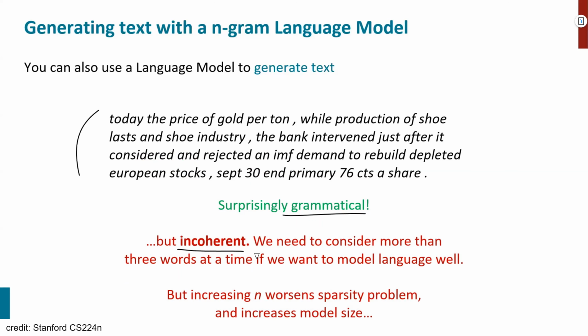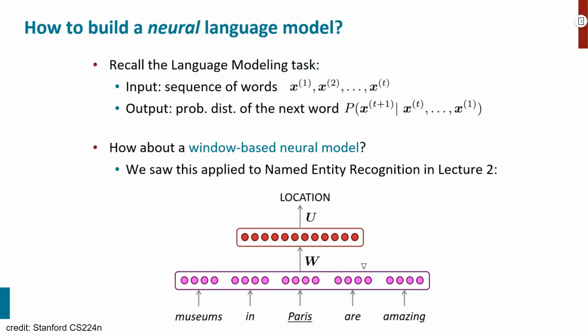Therefore, we need to consider more than 3 words at a time if we want to model language well. However, as we saw, increasing n worsens the sparsity problem and increases model size. And that motivates the neural language model. How can you build a neural language model? Recall that the language modeling task is, given a sequence of words, we want to output the probability distribution of the next word.